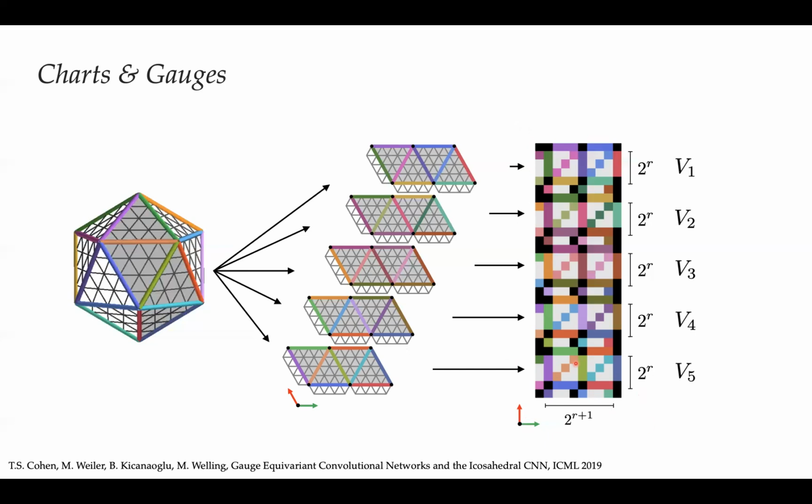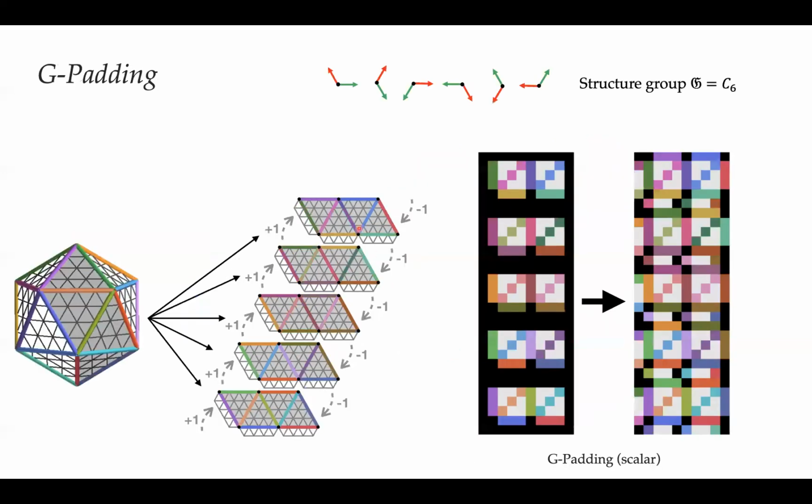Now, because of this issue with pixels occurring in multiple charts, we need to choose for each pixel on the manifold which chart we consider to be the canonical chart for that pixel, which holds the ground truth correct value for it. And then before we do a convolution, we need to copy pixels from another chart so that every pixel has valid neighbors. I'll explain more in a second. This is called G padding.